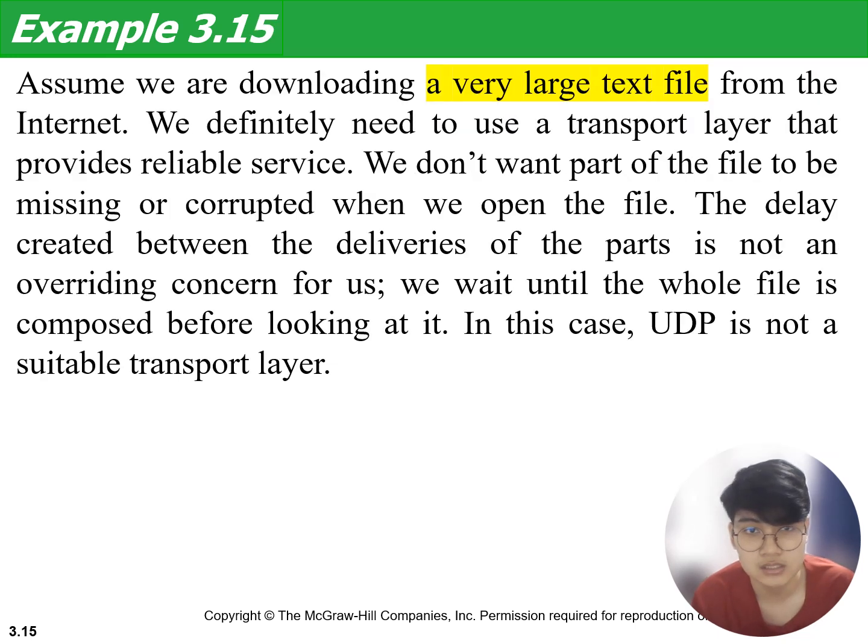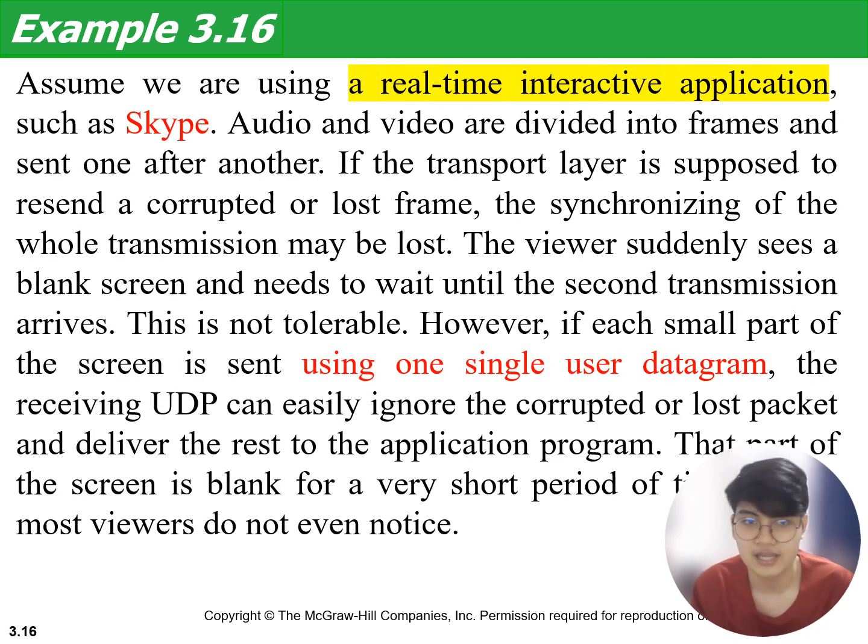Assume we are downloading a very large text file from the internet. We definitely need a transport layer that provides reliable service. We don't want part of the file to be missing or corrupt. When I open the file, the delay created between the deliveries of the parts is not an overriding concern for us. We wait until the whole file is composed before looking at it. In this case, UDP is not a suitable transport layer.